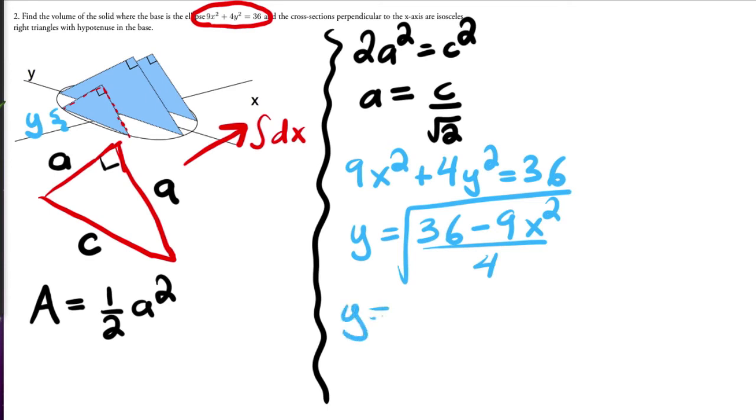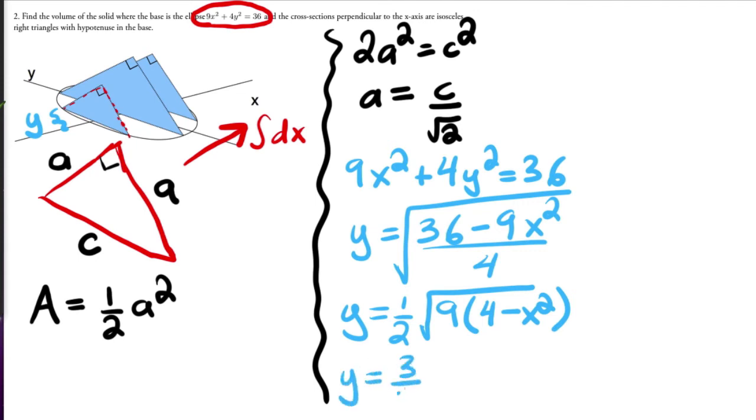Okay, so let me simplify this a little bit. If I take out the over 4, this is going to be 1/2 the square root, since the square root of 4 is 2. And then here I can factor out a 9. This is just a little algebra. And then 4 minus x squared. So I can take out the square root of 9, which is 3. So then y is equal to 3 halves square root of 4 minus x squared.